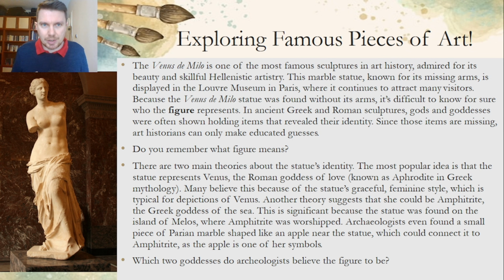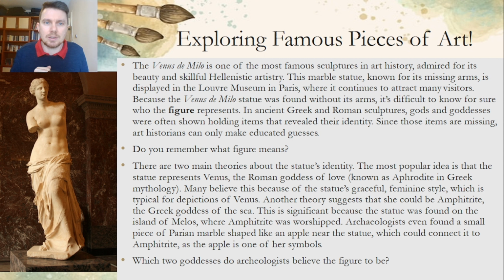Again, we're going to read a little bit about Venus de Milo, and then you can try to answer the questions for yourself. The Venus de Milo is one of the most famous sculptures in art history, admired for its beauty and skillful Hellenistic artistry. This marble statue, known for its missing arms, is displayed in the Louvre Museum in Paris, where it continues to attract many visitors.